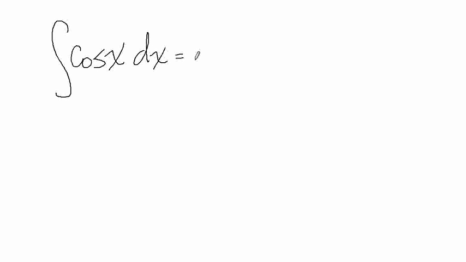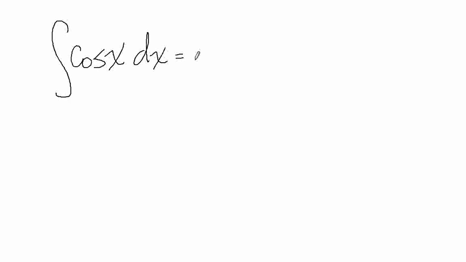Let me introduce that notation right now. If we wanted to calculate the antiderivative of the cosine of x, we would write this. Now, actually, this means we want to calculate the antiderivative of the cosine of x with respect to the variable x. That's what that dx means. Okay?